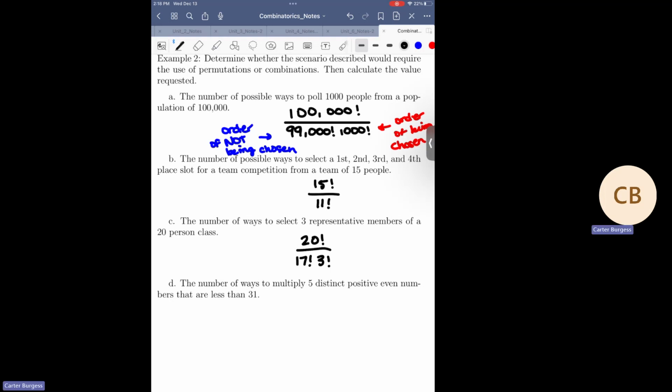One final one. I could have made this a lot easier. I don't know why I had to jump through all these hoops. Even numbers between 1 and 31. We want to figure out the number of ways that we can multiply 5 distinct numbers that fit that bill, so that fit between 1 and 31.